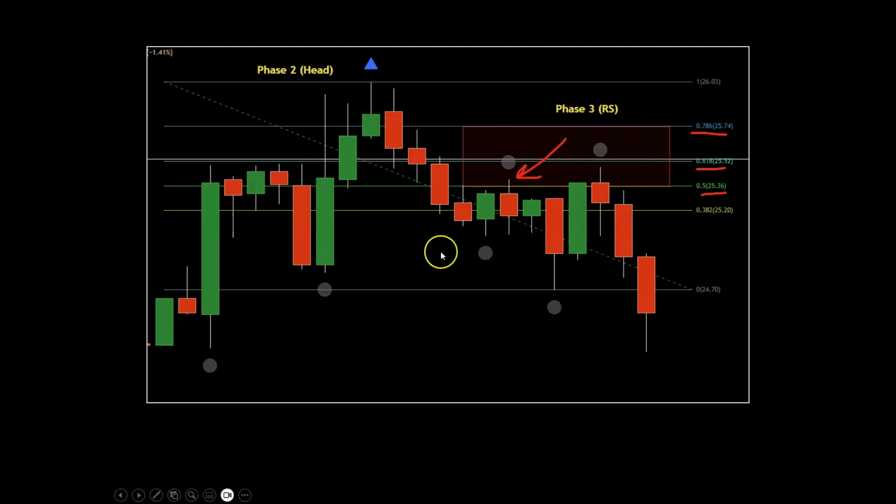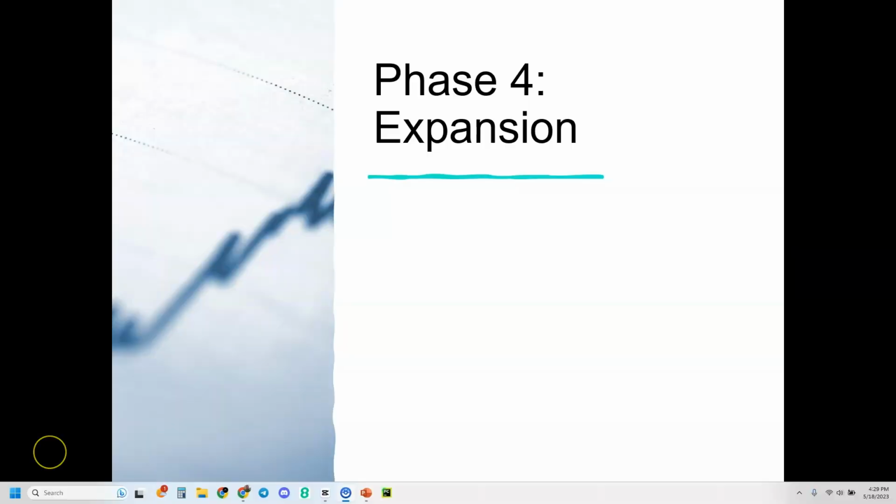So again, beautiful stuff when you follow the model. And you can see here, it was at least a 50% retracement. It just missed 61, but then it rejected below it, and that was the raid right there.